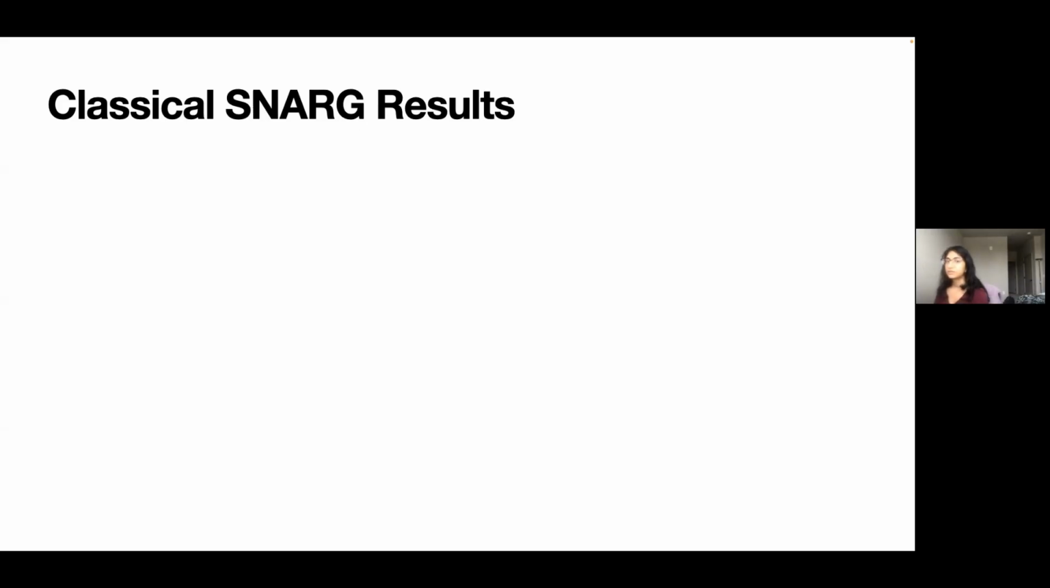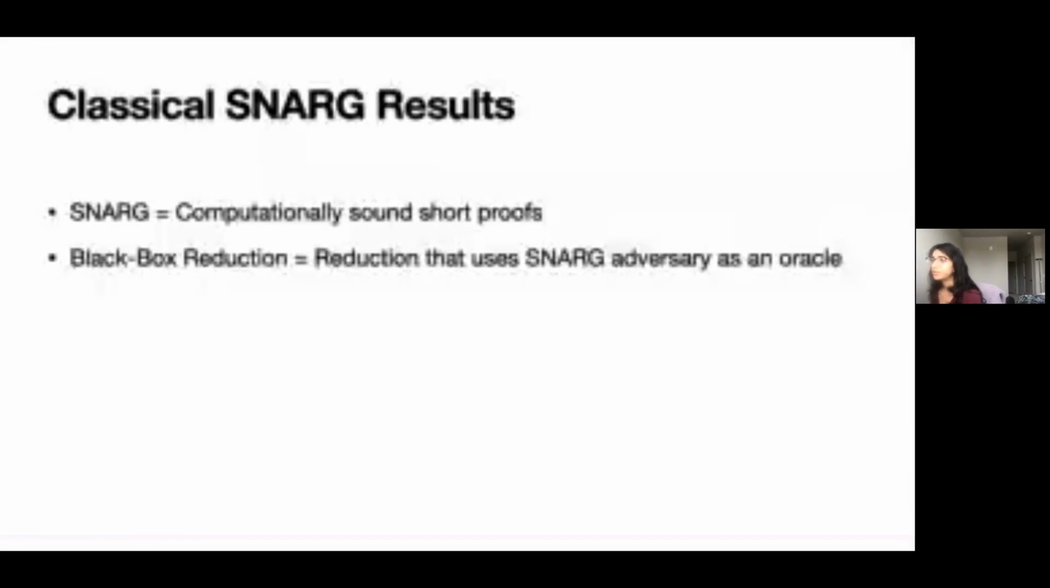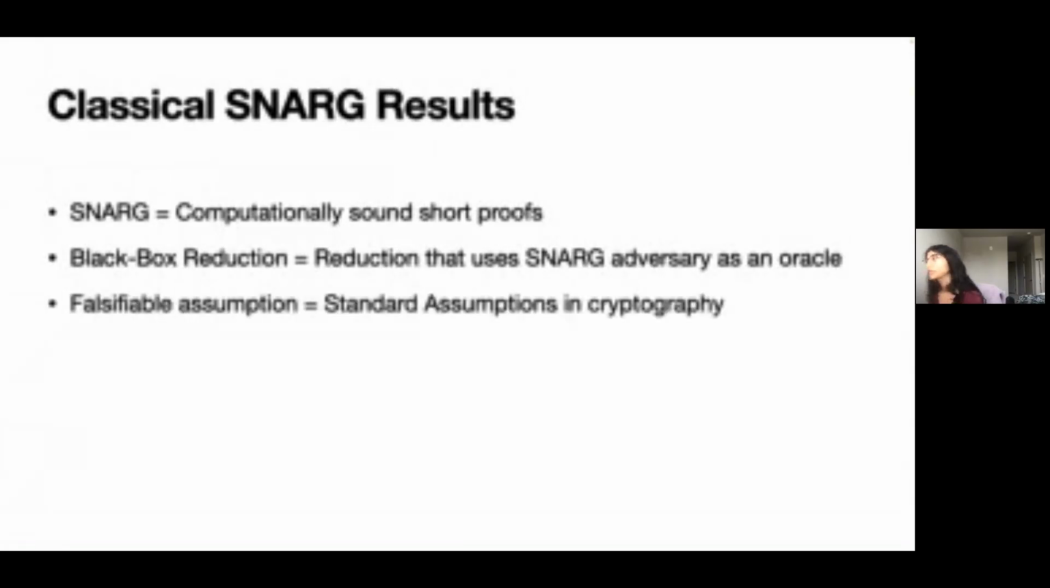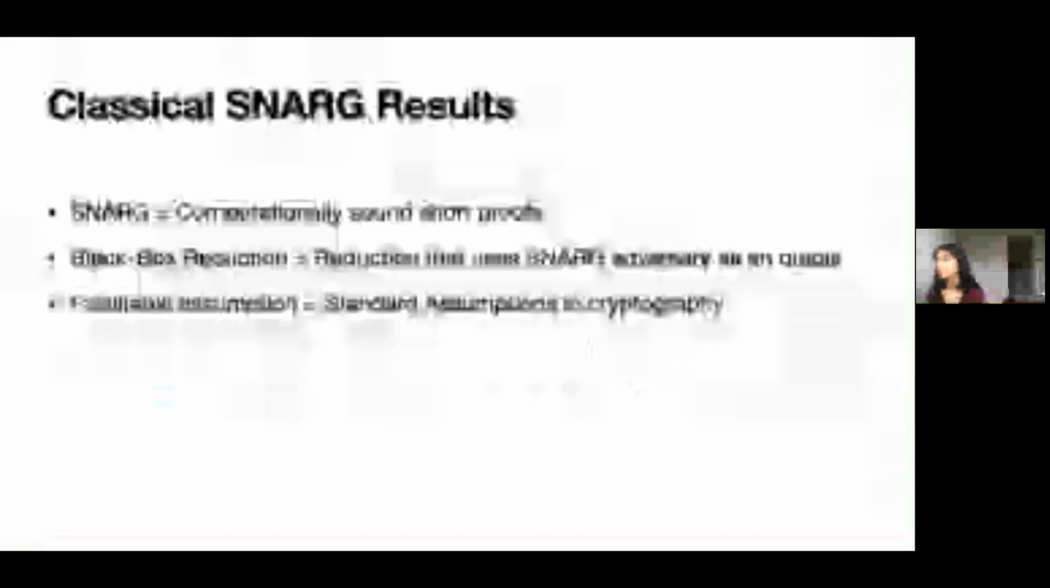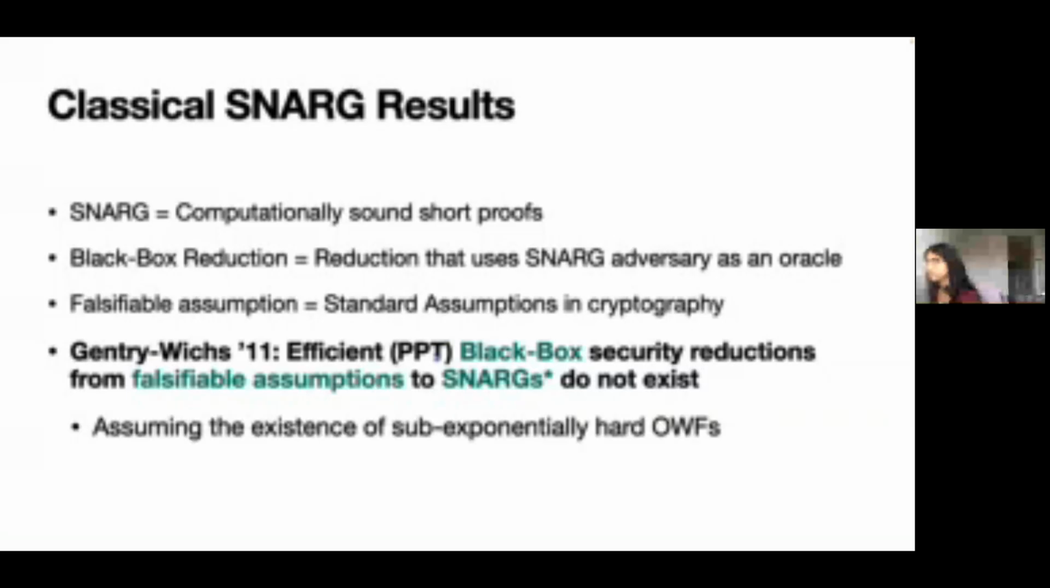Classically, SNARGs have been extensively studied. They are computationally sound short proofs, so they're quite useful. Classically also, black box reductions have been widely used, where the reduction just uses the SNARG adversary as an oracle. To recap, a falsifiable assumption is just a standard assumption in cryptography. And classically, it was known that black box security reductions from falsifiable assumptions to SNARGs don't exist. So classical black box reductions are separated from falsifiable assumptions.